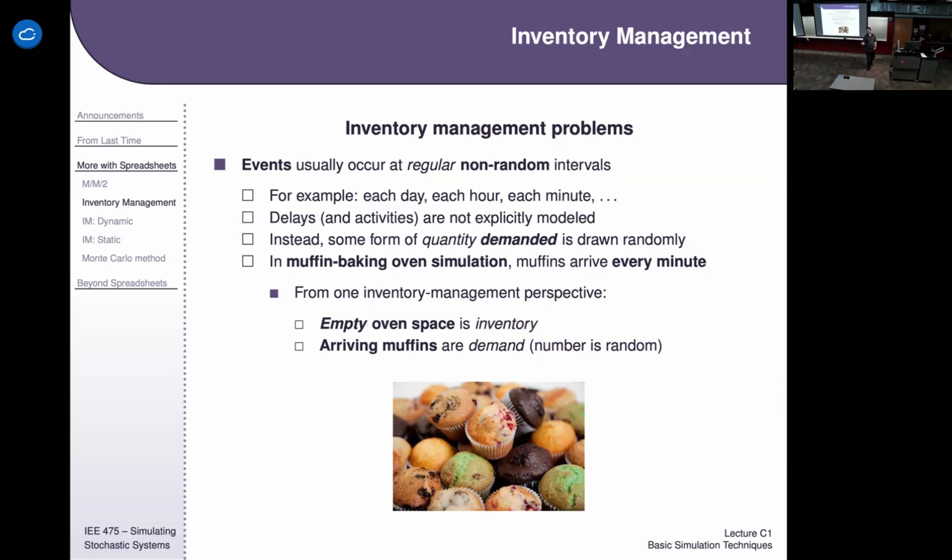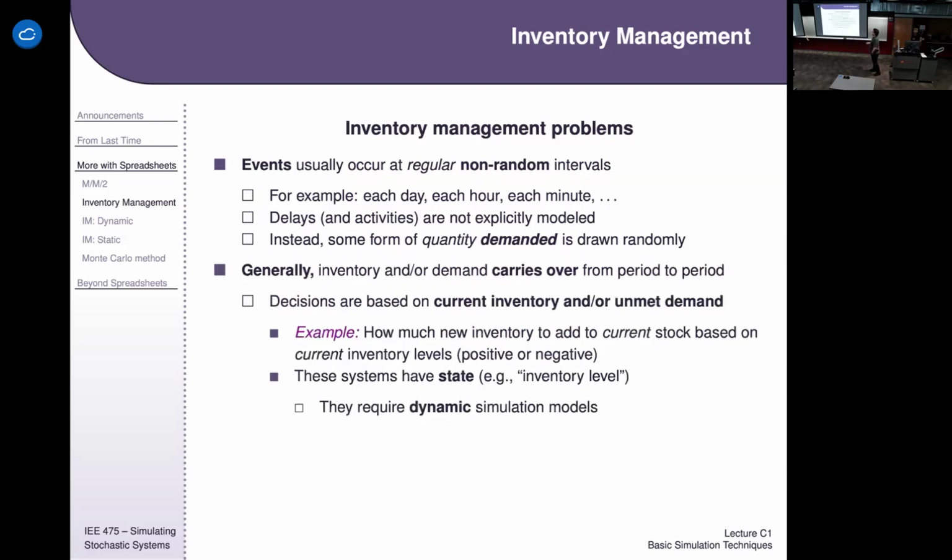It was just sort of phrased as something a little bit different than that. So more generally, unmet demand carries over from period to period. So if you have a demand for 3 soccer balls in period 1 and you can only supply 2 of them, well, now that extra 1 goes over to the next period. And so decisions are based on your current inventory or unmet demand.